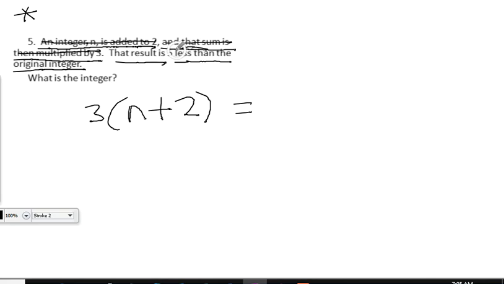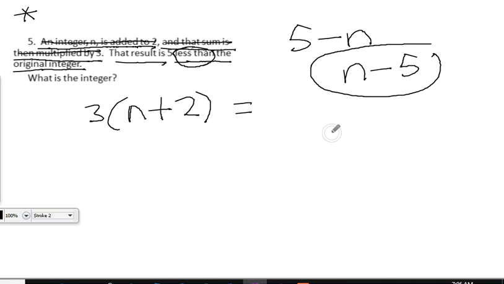Oh boy, there's that less than again. Okay, so it's not this. It's not 5 less than. It has to be this. It has to be the original integer and then minus 5. This is 5 less than the original integer, not this. Okay, and then from there we just go ahead and solve.